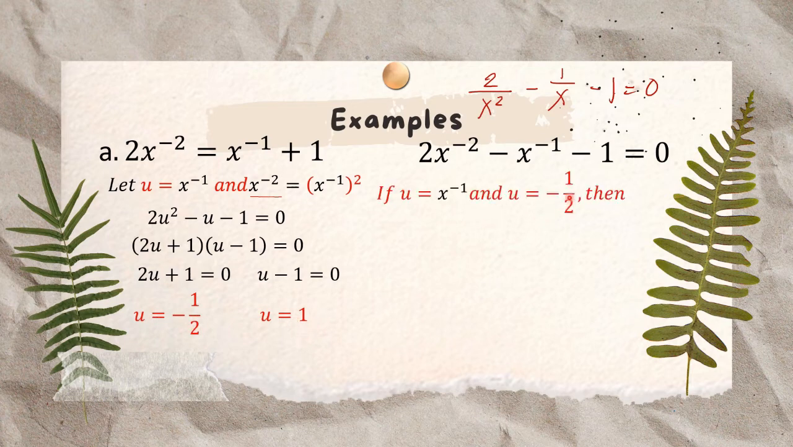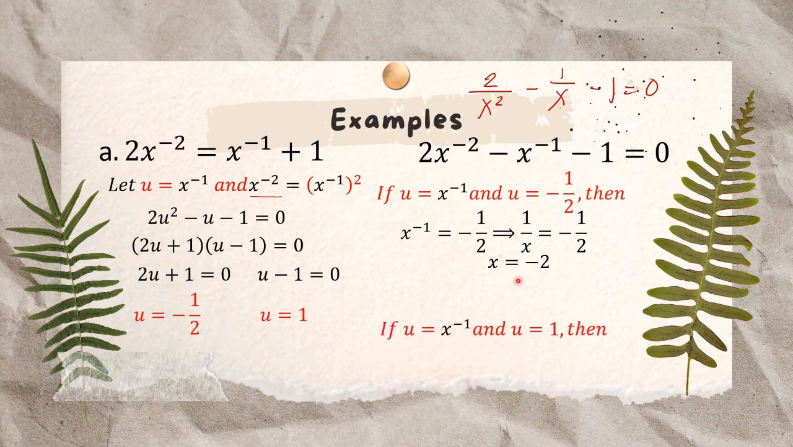Since u is equal to negative 1/2, then x raised to negative 1 is equal to negative 1/2. Since x raised to negative 1 is equal to 1 over x, like what I did earlier, 1 over x is equal to negative 1/2. Then, what I did here is cross multiply, x times 1. So, the negative here I put on the 2. So, it became x times 1 is x, then 1 times negative 2 is negative 2. Therefore, the first value of x here is equal to negative 2.